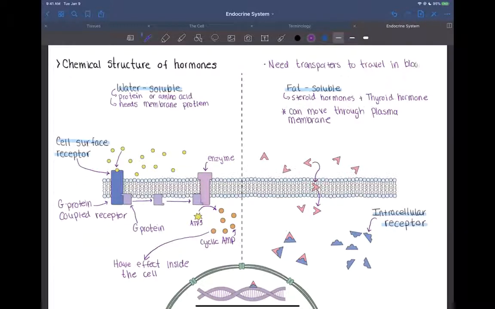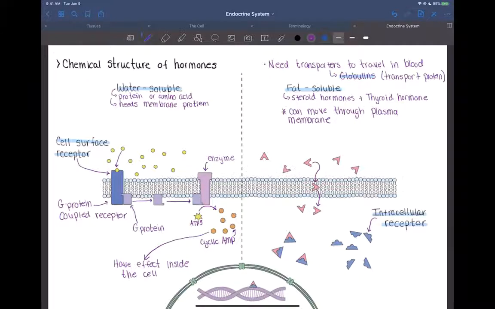Okay, and so those transporters are called globulins. So these fat soluble hormones are going to be surrounded by globulins. These are just going to be transport proteins that surround that hormone and allow it to travel in the blood. So it's a transport protein. There we go. And that is going to allow that hormone to move in the blood, and then it can reach the cell. Once it reaches the cell, it can just move straight into the cell.